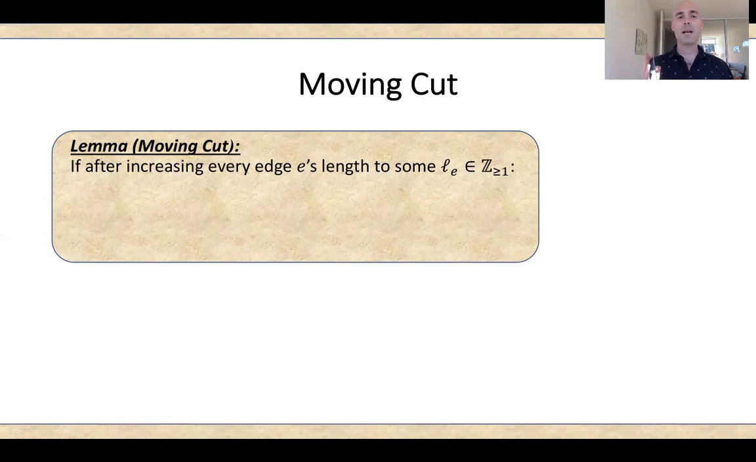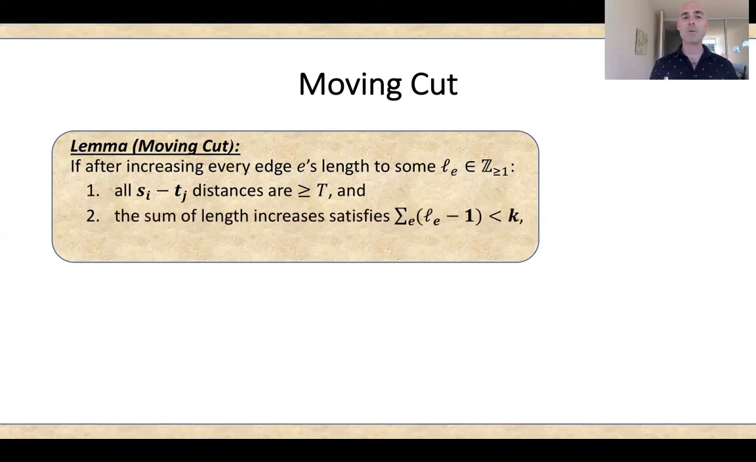So we say that if after increasing every edge's length to some positive integer LE, all the SI-TJ distances are greater than T, and in addition, the sum of length increases is small compared to K, in particular, sum over E of LE minus 1 is less than K, then the coding completion time for the instance M is at least T.